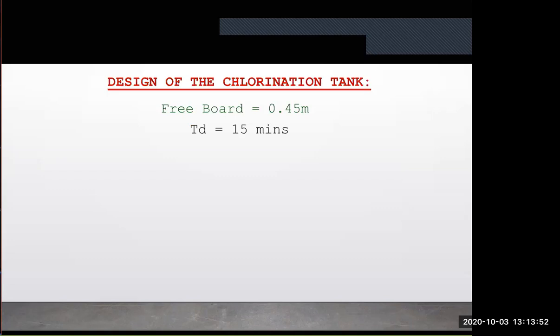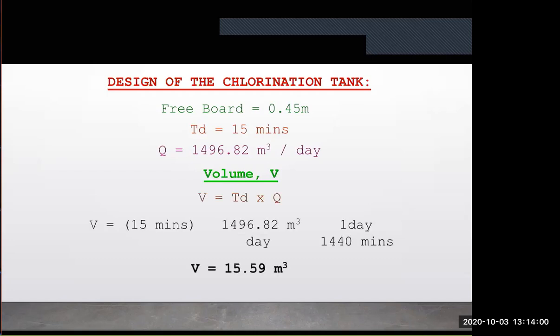Okay, so I think this is now the last one. This is for your chlorination tank. So after you have your grit chamber, you designed your primary clarifier, and then your aeration tank, and then your secondary clarifier, and then you're now at the final stage, that is your chlorination tank. So again, provide a freeboard that is, for example, 0.45, and let's say that the detention time is 15 minutes.